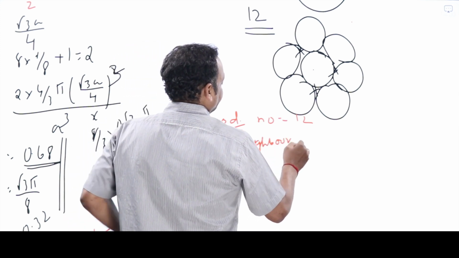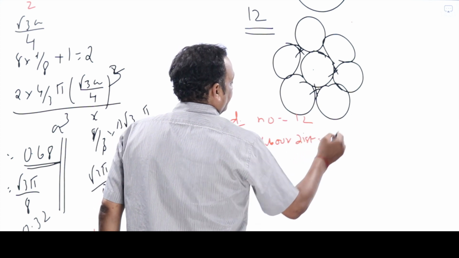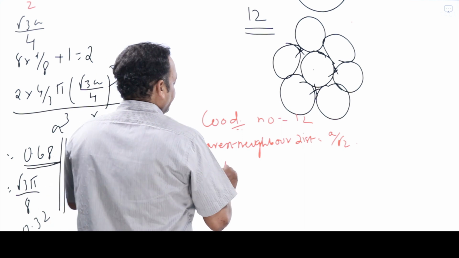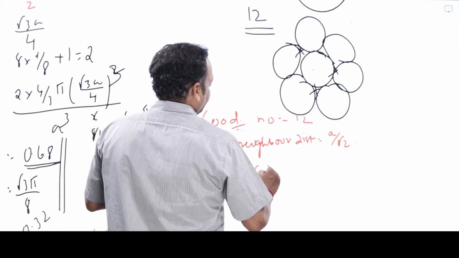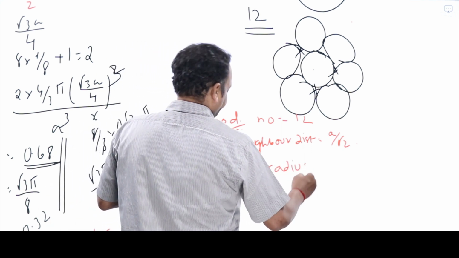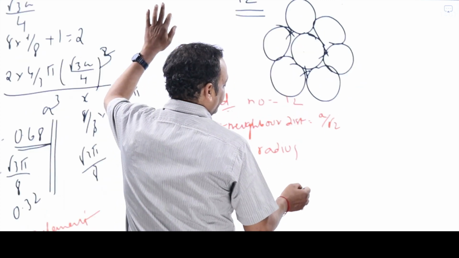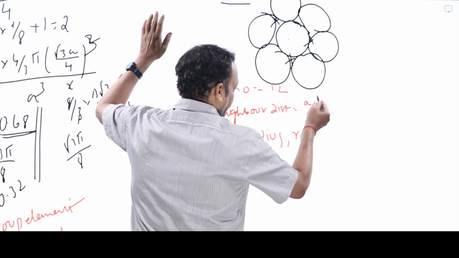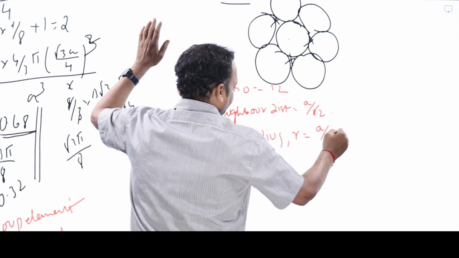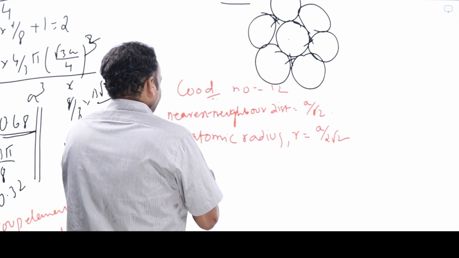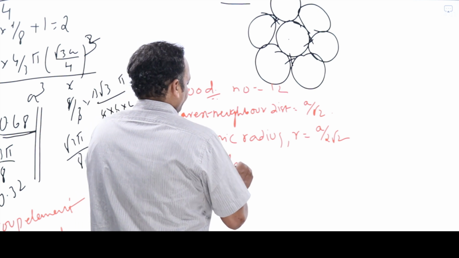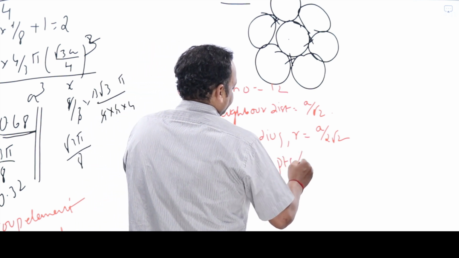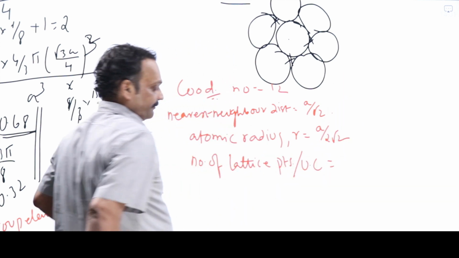Nearest neighbor distance is equal to, we have seen, A by root 2. Okay, atomic radius is equal to half of this, A by 2 root 2. Now, number of lattice points per unit cell equal to.